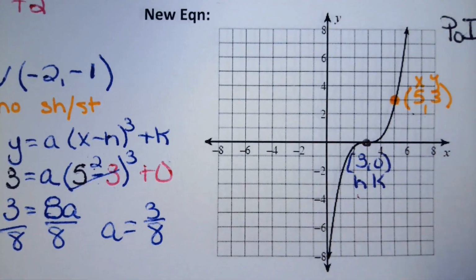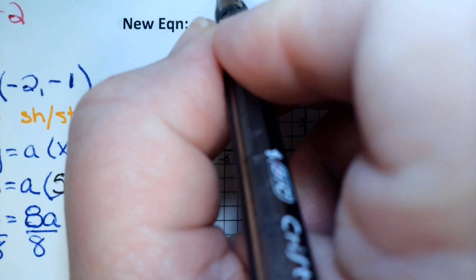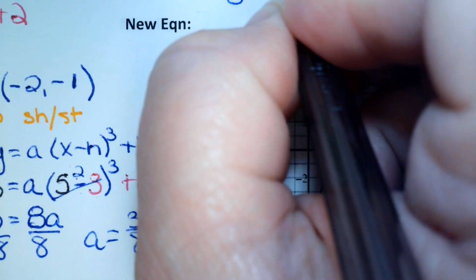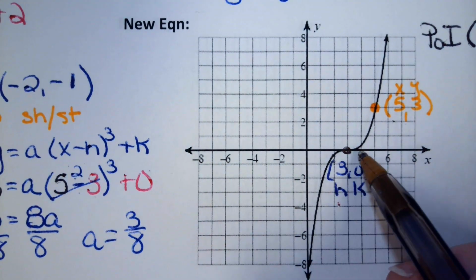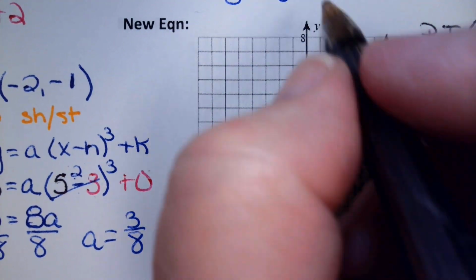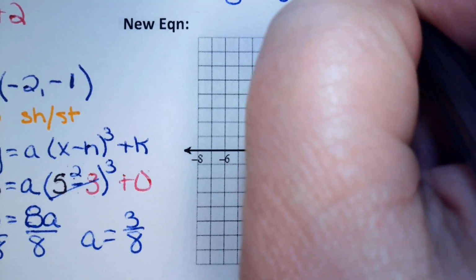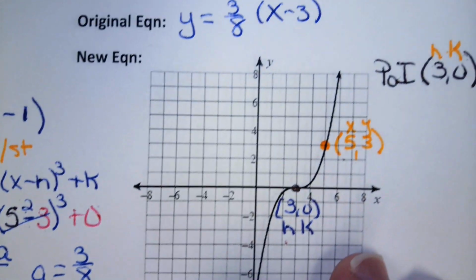So the original equation right here would be y equals, all right, my a value is 3/8. I see it's rising to the right, so I know it's positive, times x minus 3 cubed. I don't have to put this k value of 0.